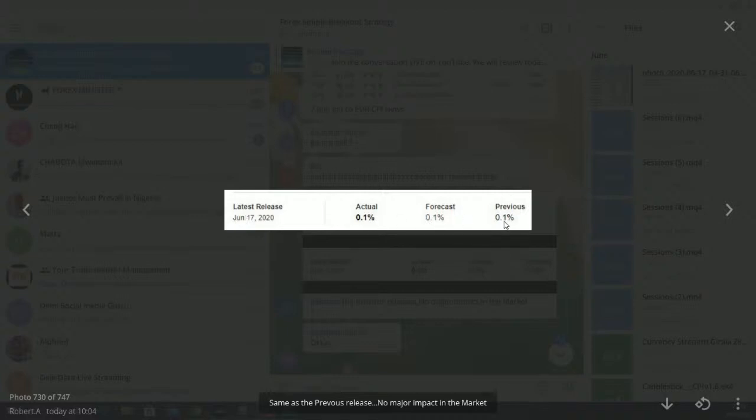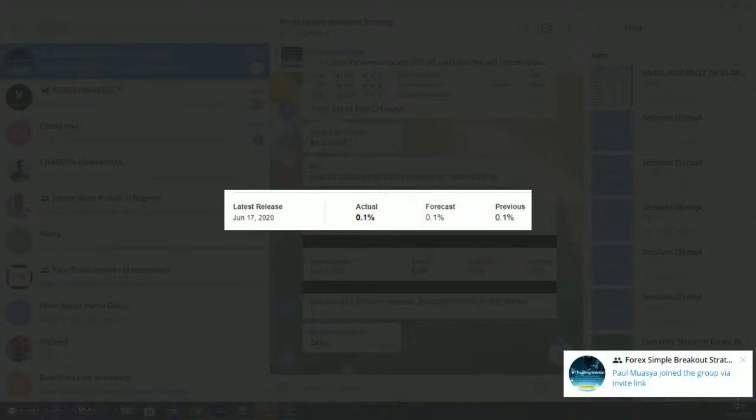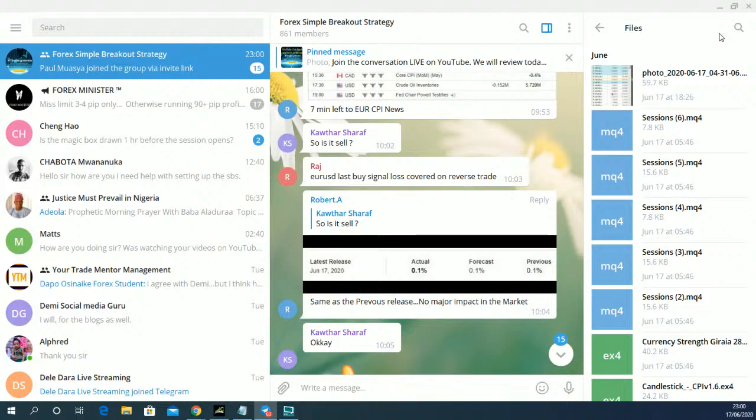Someone was asking me to discuss news trading earlier. Well, this is something that might be of help to you. Come to the Telegram group, you can ask such a question. For example, with this one, the previous is 0.1, they are forecasting 0.1 and it came out at 0.1. What do you think is going to happen? Any surprises? No surprises, so you can see a flat market. And you can go on my YouTube channel and watch how to trade the news. It's one of my videos on the channel.